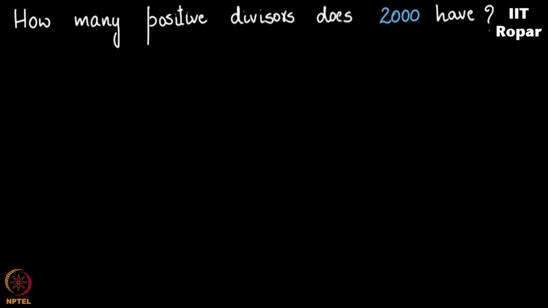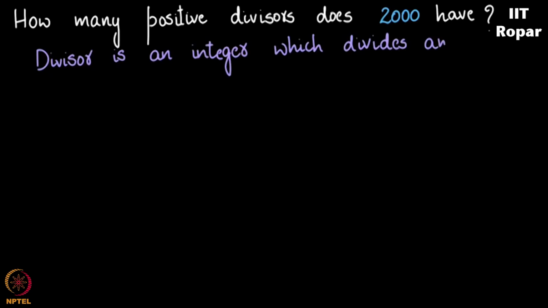Let us move on to another question. How many positive divisors does 2000 have? Before going to the answer, let me make it very clear what is a divisor. A divisor is an integer which divides another number. With examples, it will be more clear.